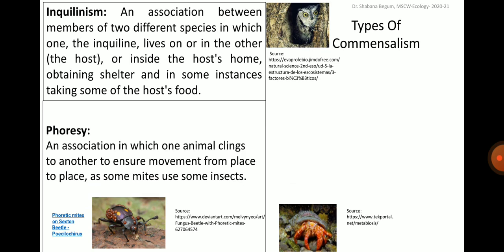The second type of commensalism is called phoresy. It's an association in which one animal clings to another to ensure movement from place to place, as some mites use some insects. Here, the body of the insect, that is a beetle, is covered over by a number of mites. So, they make use of it for movement from place to place.